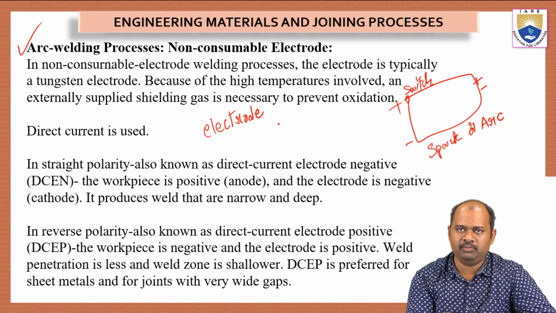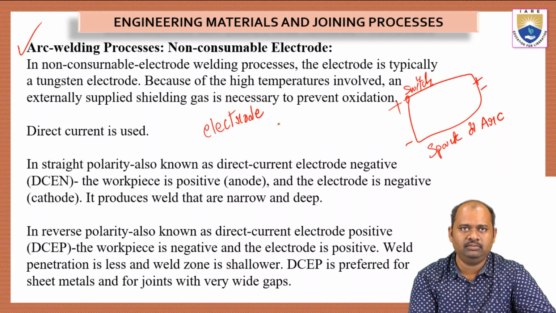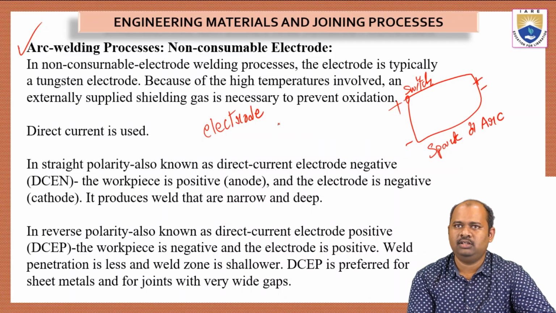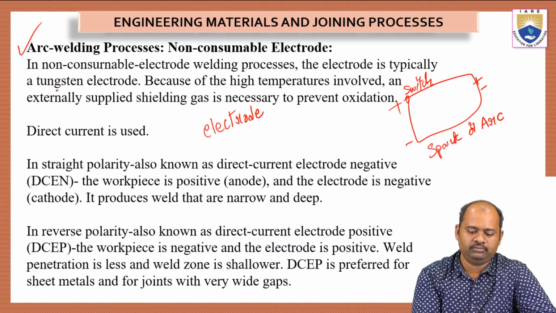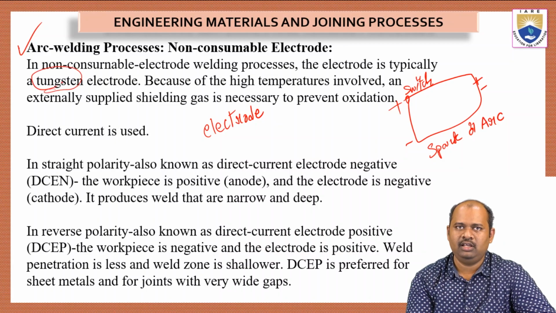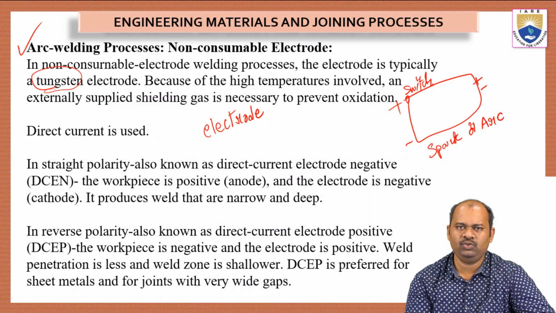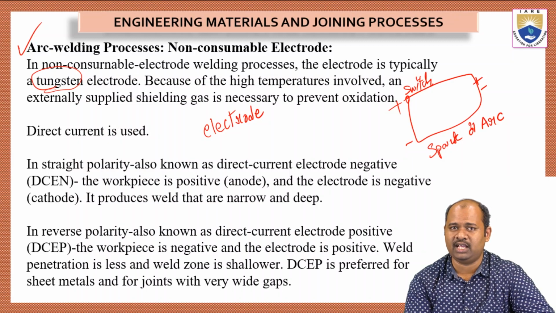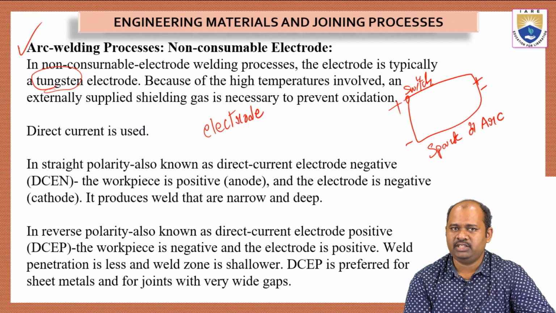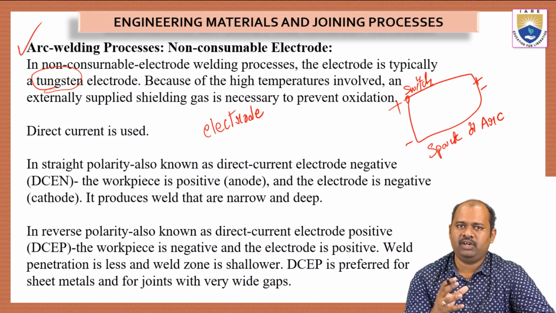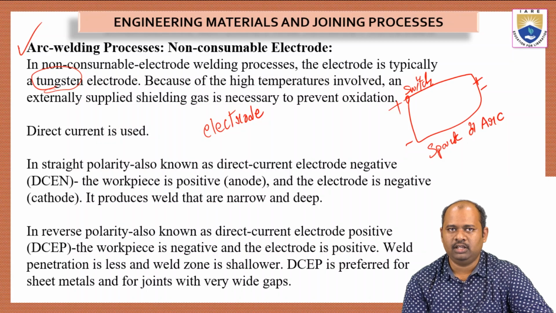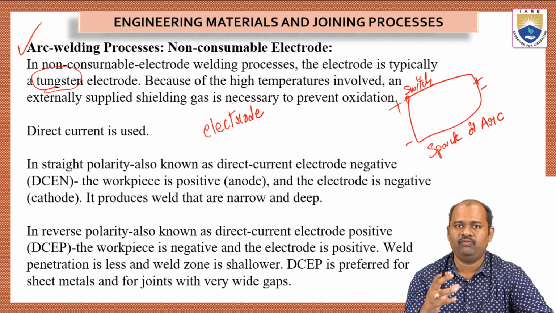Now we'll see what are the basic things that are required for this arc welding. In the non-consumable electrode welding process, the electrode is typically a tungsten electrode. Because of the high temperature involved, an externally supplied shielding gas is necessary to prevent oxidation of the freshly made weld. The freshly made weld, if in contact with atmospheric oxygen, will get oxidized and corrode easily. That is why we have to protect the newly formed joint from the atmosphere.